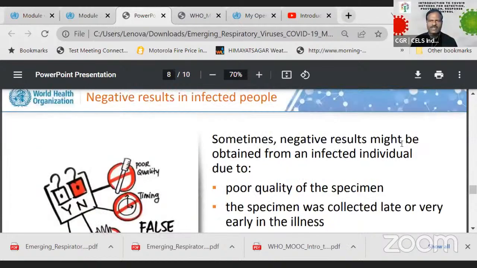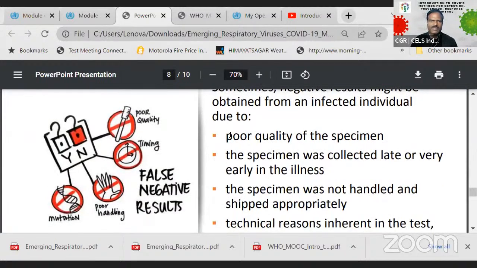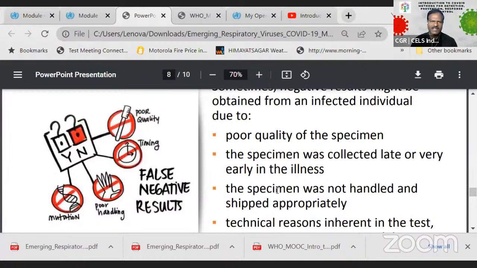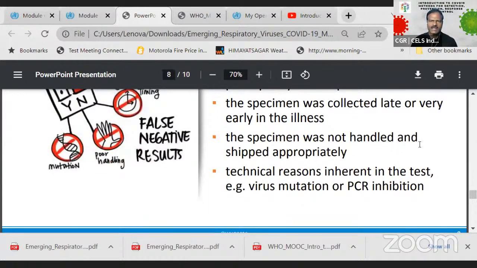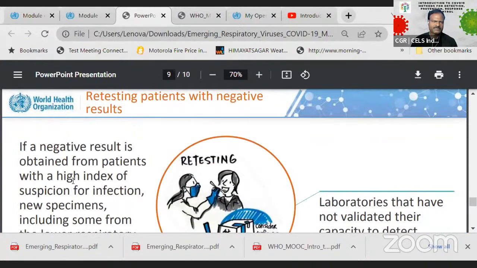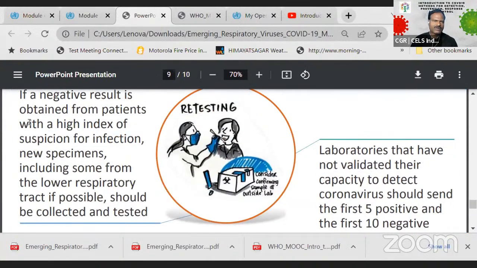Sometimes negative results might be obtained from an infected individual. That is because of poor quality of the specimen, specimens collected too late or very early, the specimen not being handled and shipped appropriately, or technical reasons inherent in the test, such as virus mutation or PCR inhibition. If a negative result is obtained from patients with a high index of suspicion for infection, new specimens, including some from the lower respiratory tract if possible, should be collected and tested.